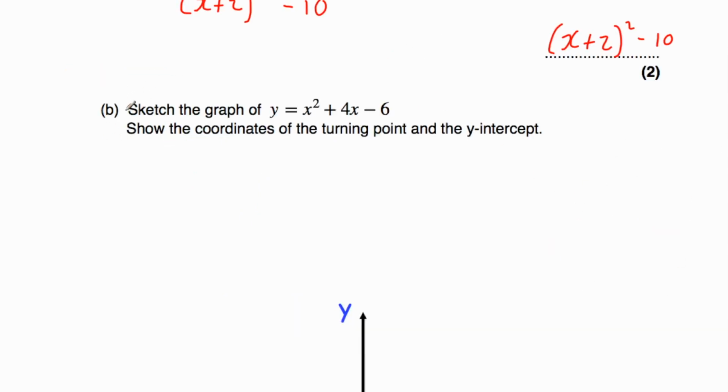Okay, then part B says sketch the graph of y equals x squared plus 4x take away 6 and show the coordinates of the turning point and the y-intercept. So first of all, we've written this quadratic in completed square form, so let's write that out. y equals (x plus 2) squared, take away 10. And we're going to sketch that graph.